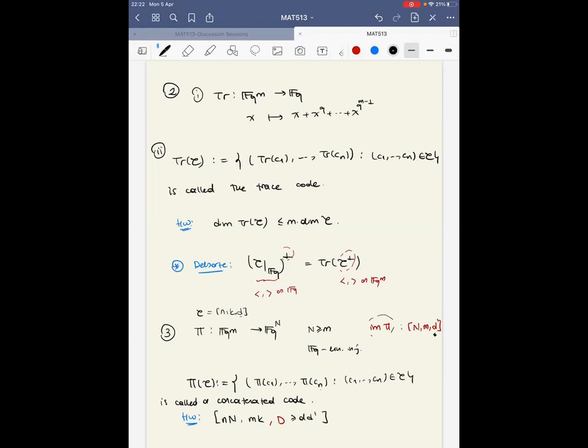So this is all I want to say about the general information on algebraic coding theory. And in the next lecture, we will begin to see how we can use tools from algebraic function fields.